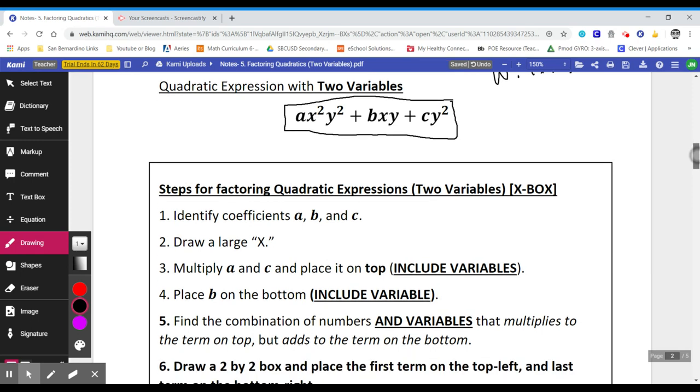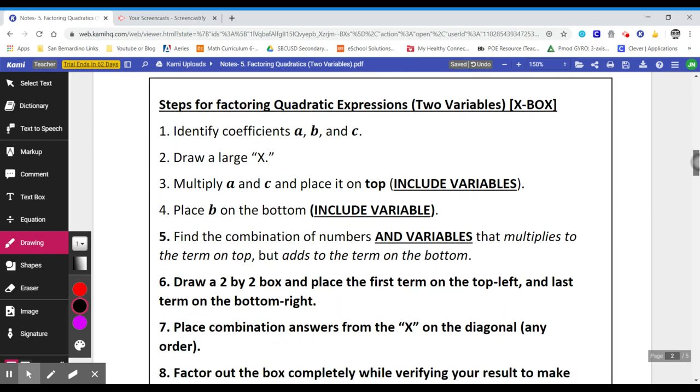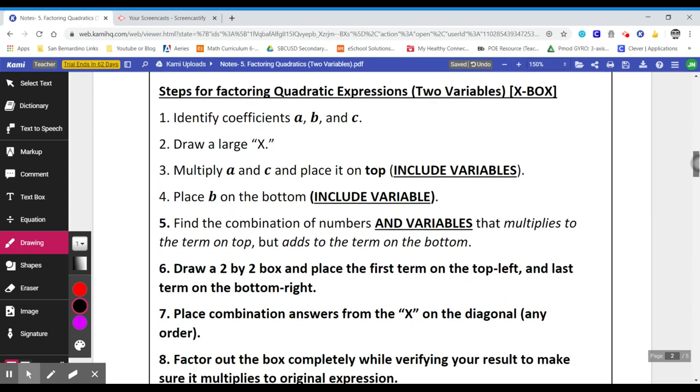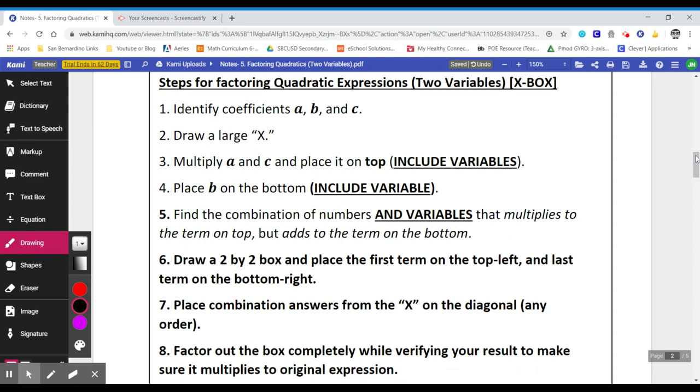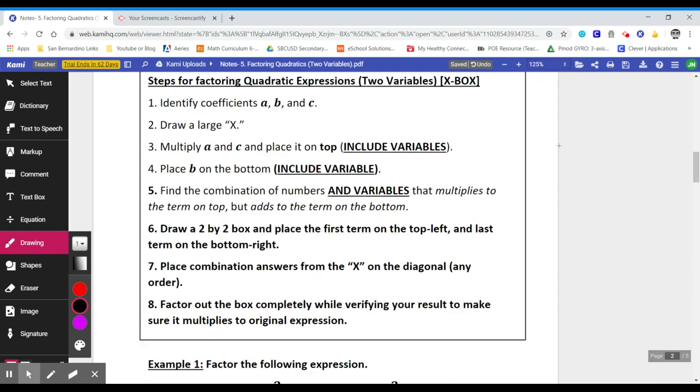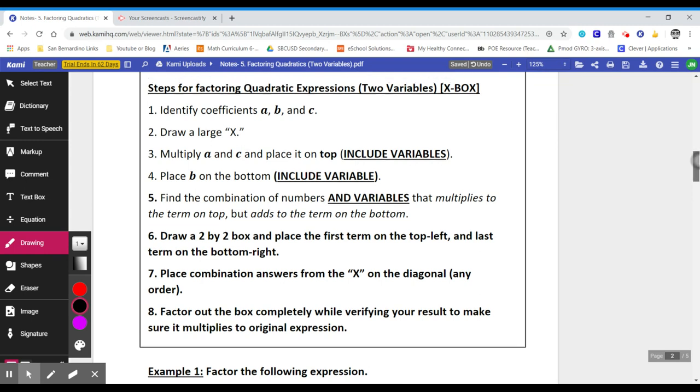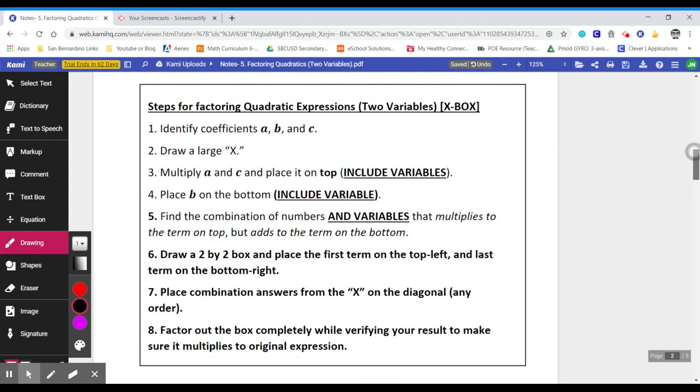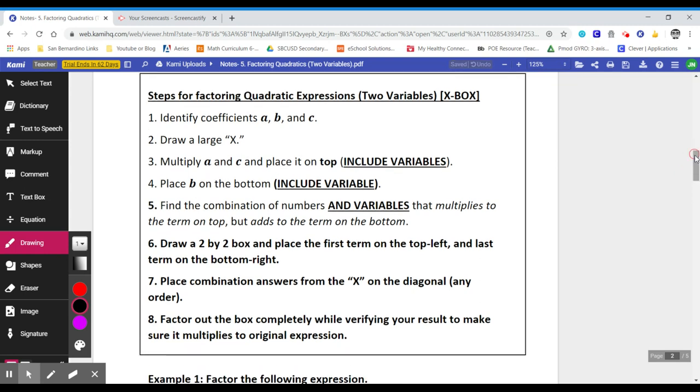So I'm going to give you the steps right here. I also like to call this the Xbox method, because you're going to need to not only draw an X, you're going to need to include a box with that. So let me zoom it out so you guys can see the steps clearly, and then we'll do some examples. If you haven't written down the steps, write these down. I'm going to pause the video if you need to.